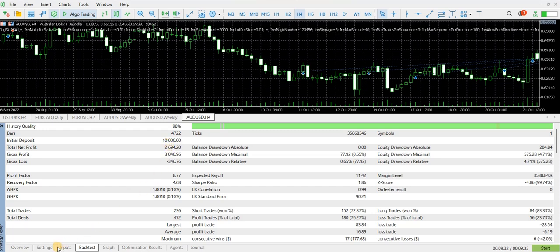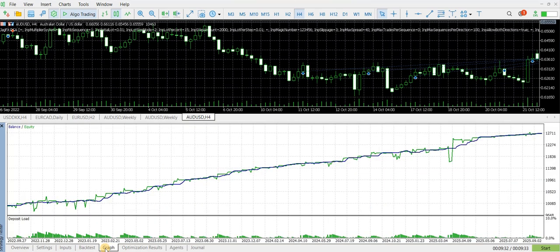All right, that's it for the fixed target or fixed price target, the exit strategy on the JAGfx DCA EA for MT5.